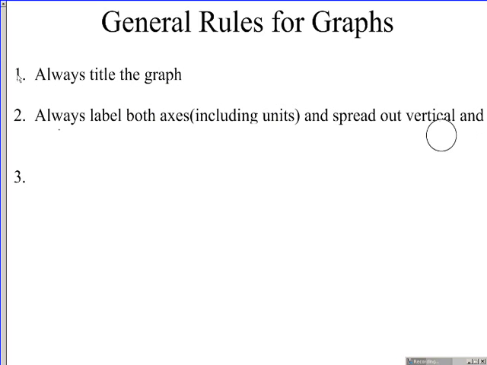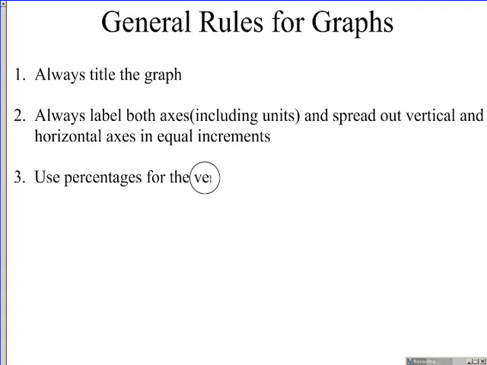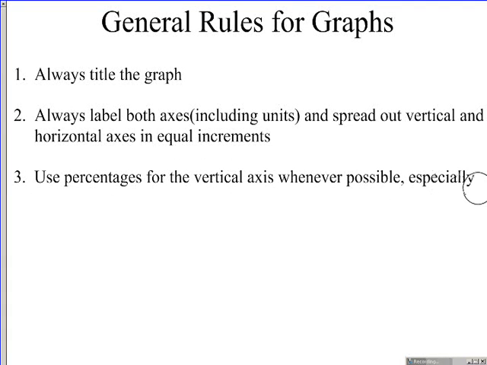Always label both axes, including units. Spread out the vertical and horizontal axis in equal increments. If you're given a grid, try filling up the majority of the grid with your data set. Use percentages for the vertical axis whenever possible, especially if you're comparing two data sets.